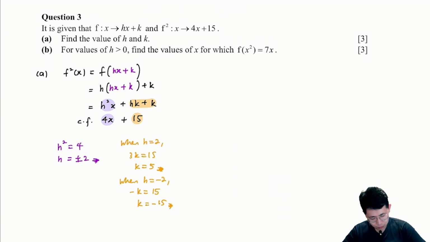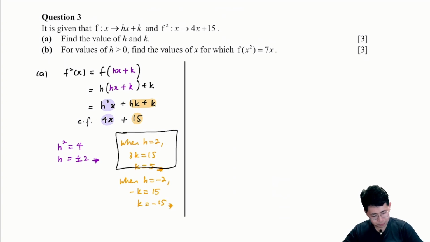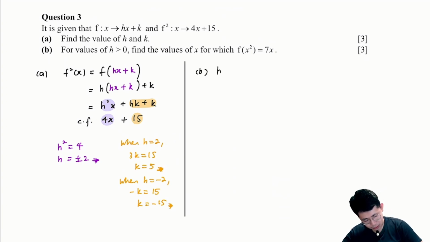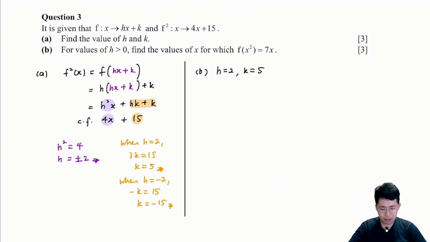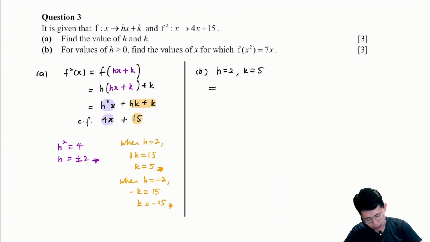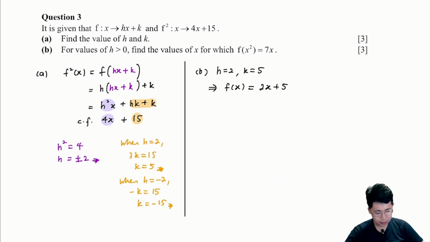For part B, for values of h more than 0, we'll take this pair of values. So this tells me that h is going to be 2, and k is going to be equal to 5. So we're going to take this set of values and find the values of x for which f squared of x equals 7x. First, we form back our f(x). So f(x) is going to be equal to 2x plus 5.